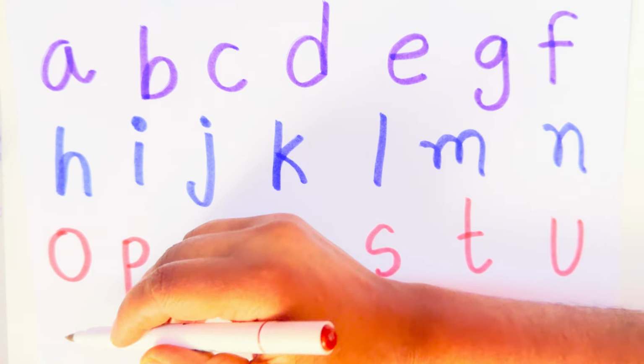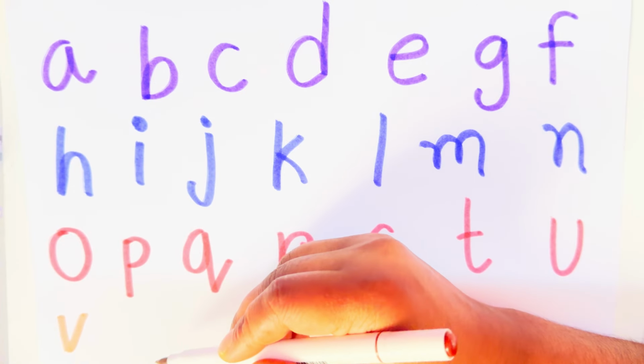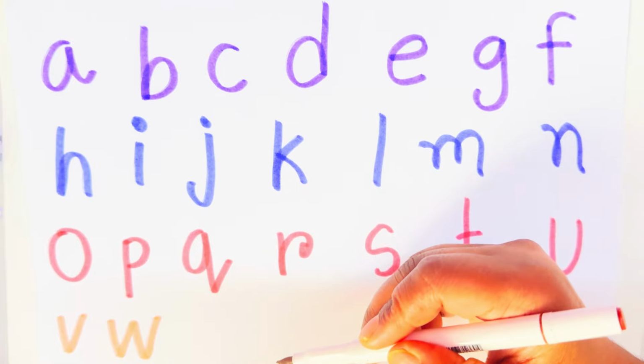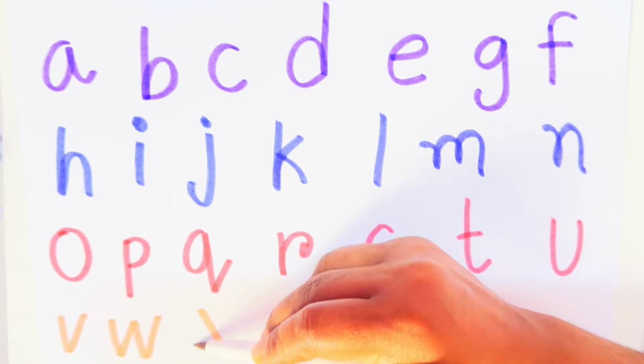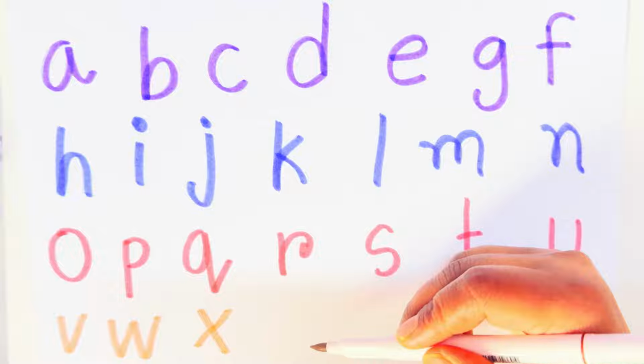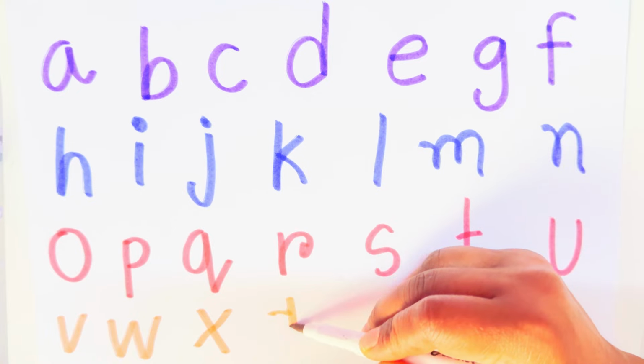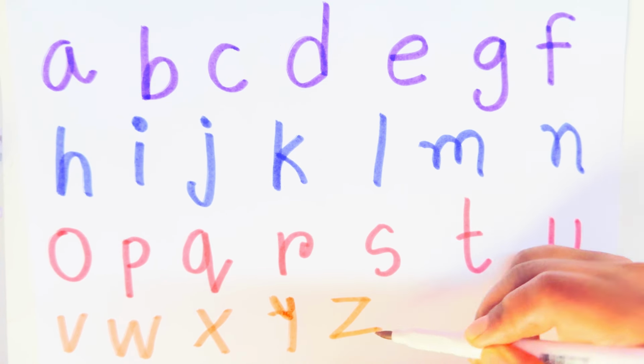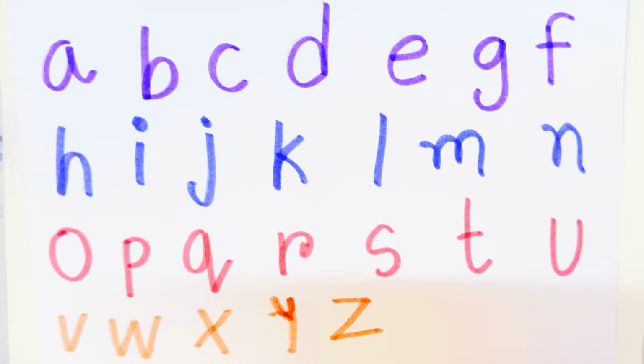U for universe. V for violin. W for water. X for X-ray. Y for yogurt. Z for zebra. Now let's revise it.